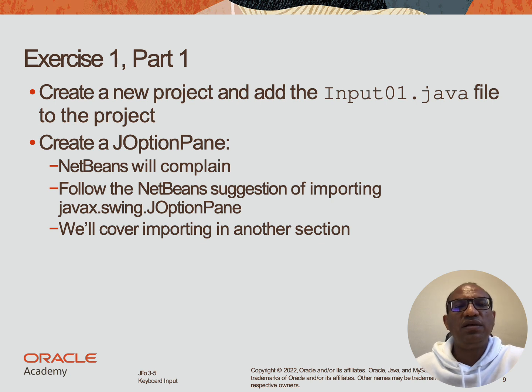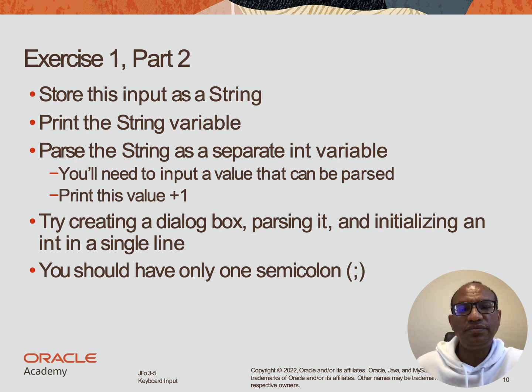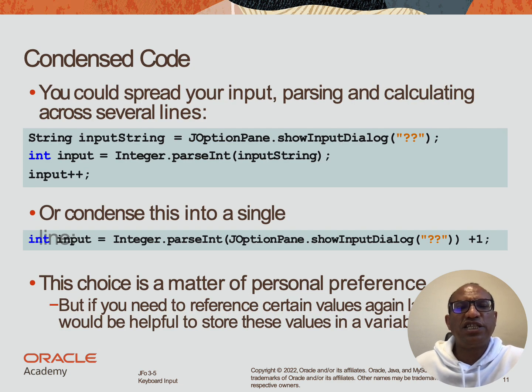In exercise 1, you'll create a project and use JOptionPane to collect input. If the IDE complains, follow its suggestion to import the Swing library. In part 2 of exercise 1, you'll store the user's response, print it, parse it into a number, and perform simple maths, all from the user input. You can split the process into multiple lines or condense everything into a single line. The style is up to you, but clarity matters.